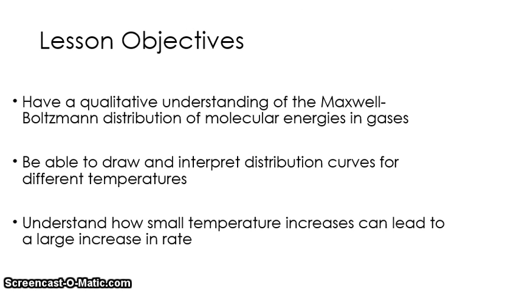So here are our lesson objectives again, which were to have a qualitative understanding of the Maxwell Boltzmann distribution of molecular energies in gases, to be able to draw and interpret distribution curves for different temperatures, and to understand how small temperature increases can lead to a large increase in rate. So as usual, have a look at these lesson objectives, make sure you understand them. If not, go back over the textbook or do some questions or do something to make sure that you understand this material before you come to lesson.